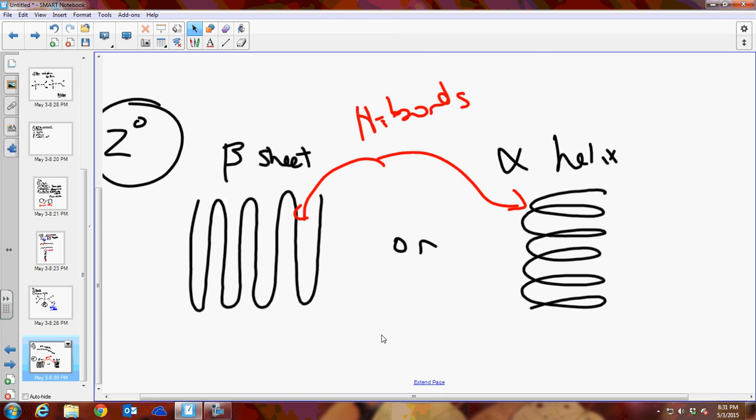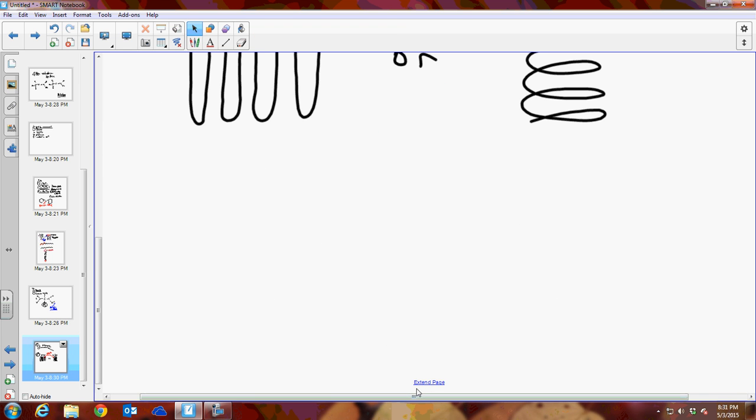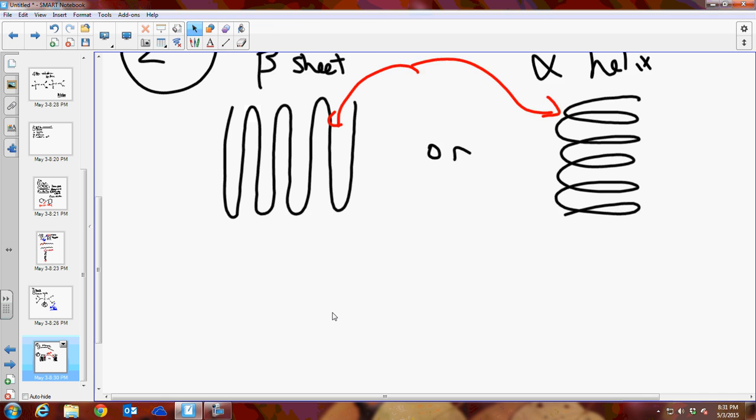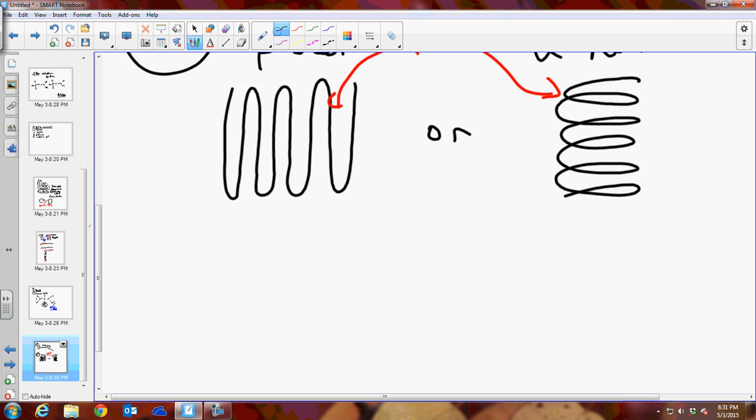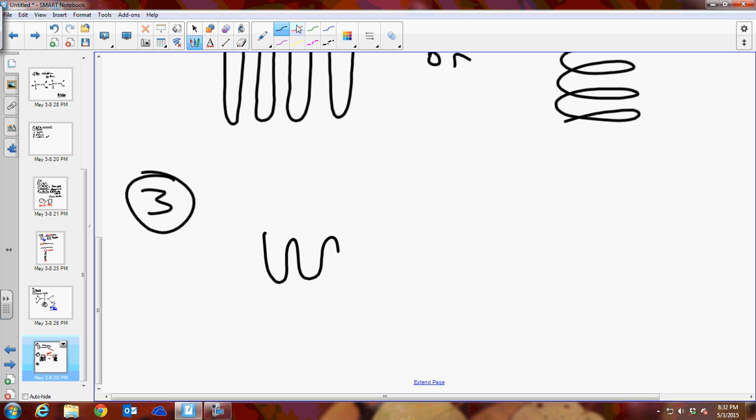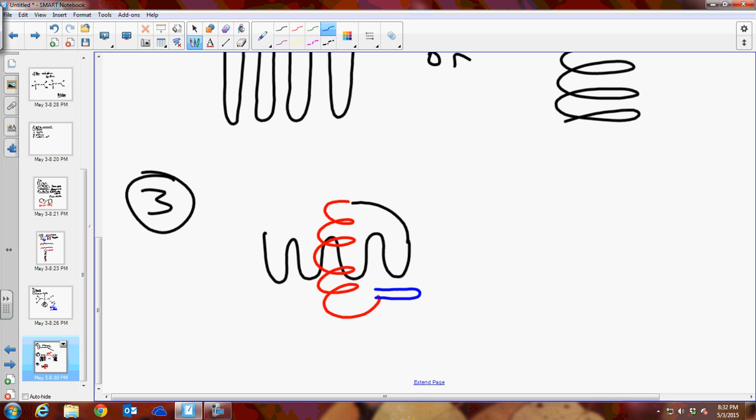But when you get to the tertiary structure, many proteins are done at this third stage. But the tertiary structure is where you can have multiple secondary structures joining together here to make some kind of shape that looks probably nothing like that.